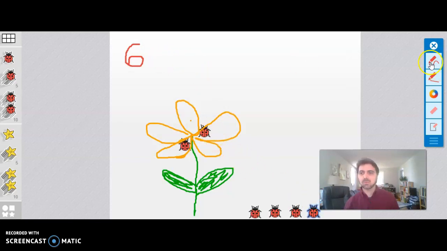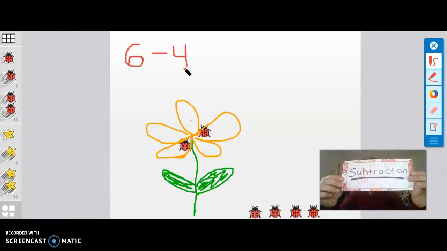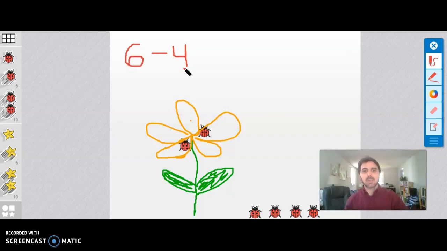So what we did was we took away 4 ladybugs. We subtracted, right? We subtracted 4. Here's our word. We're doing subtraction, right? And how many are left? If you thought there were going to be 2 left, you are correct. Because look, there's 1, 2. If you weren't sure, that's okay, because we are learning and your brain is growing as long as you are paying attention and doing your best. Awesome job, boys and girls.